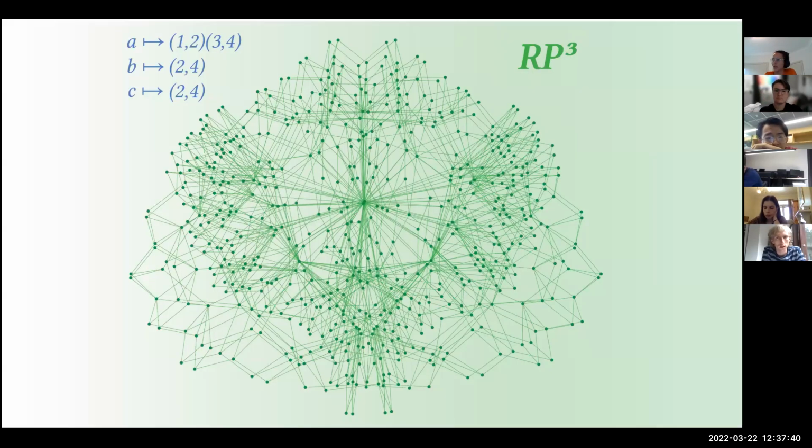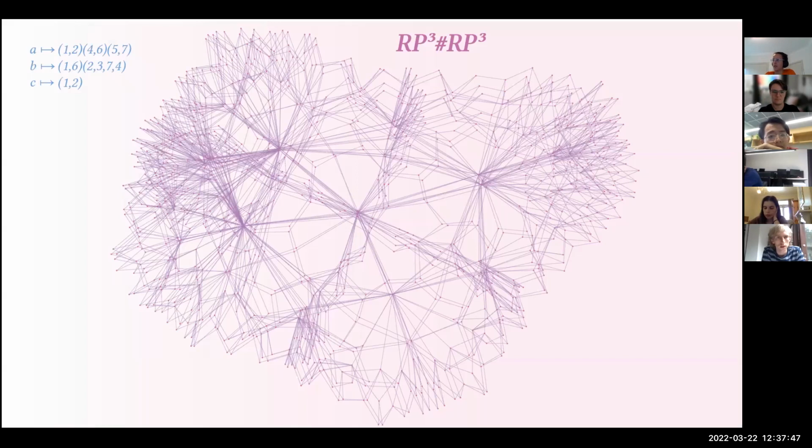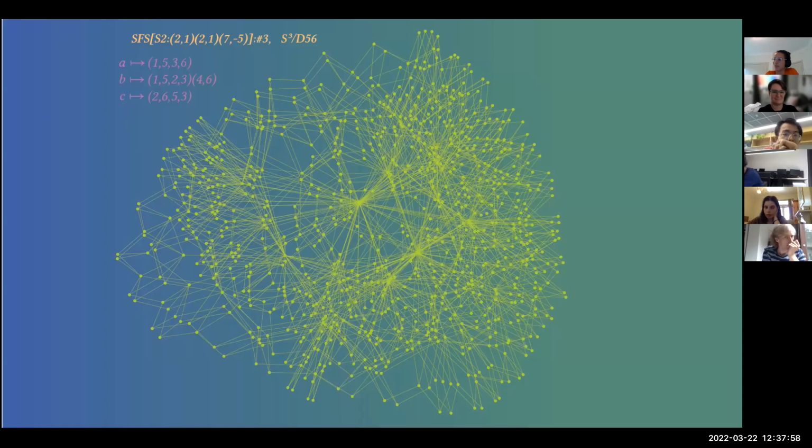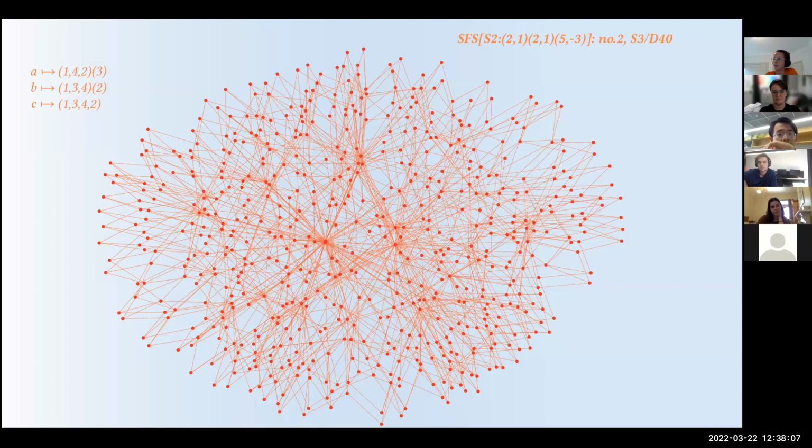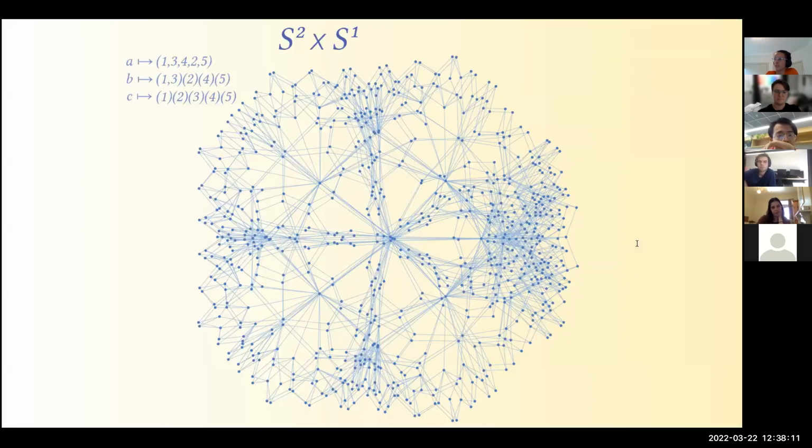Here is a cubing of RP3. Here is a cubing of RP3 connected sum RP3. Here is a Seifert fibered space. Here's another one, and another one. And this one I like a lot, S2 cross S1, because you can see some order 5 symmetry over here that's coming hopefully from this, and some order 2 symmetry as well. Thank you very much.